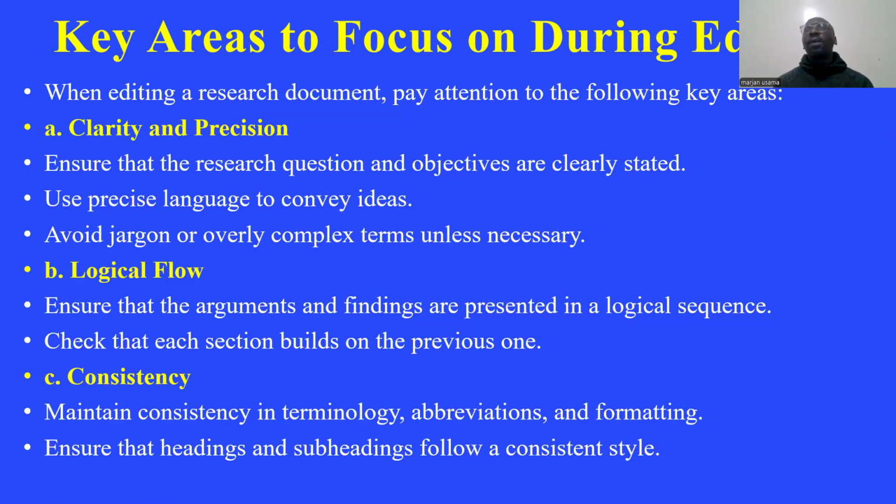So when we're talking about number one, clarity, ensure that the research question and objectives are clearly stated. Many students, when they submit their work, you find that the research questions and the research objectives are not clear. So you have to always ensure these two things are very clear. Then when you're talking about clarity and precision, use precise language to convey ideas.